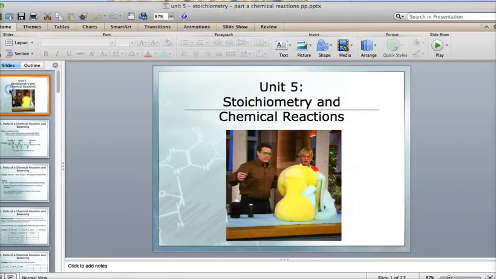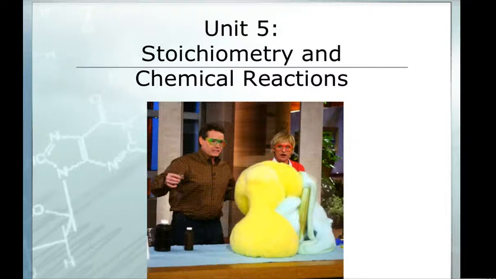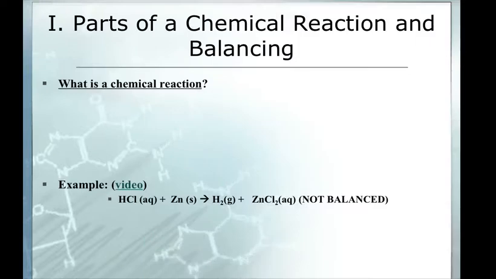Alright, so this is Unit 5, the second part of Unit 5. And what we're going to look at here is chemical reactions and how to balance them. And then we're going to look at the different types of chemical reactions and how to identify them. So first, before we do that, let's just quickly run through the different parts of a chemical reaction and then how to balance them. So what is a chemical reaction?